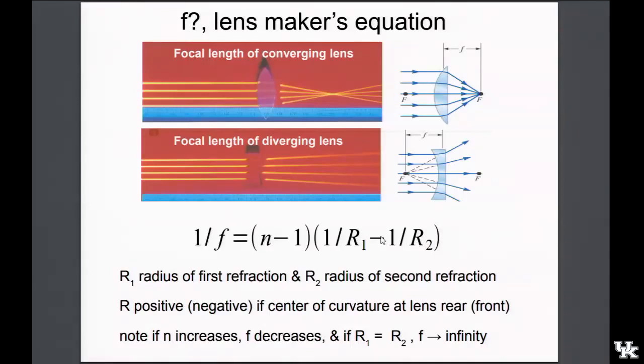And this equation says that too. If R1 and R2 are the same, this cancels out. 1 over f is 0. That means f is infinitely big, which means that the lens does no converging, no diverging. So the equation does make some sense.